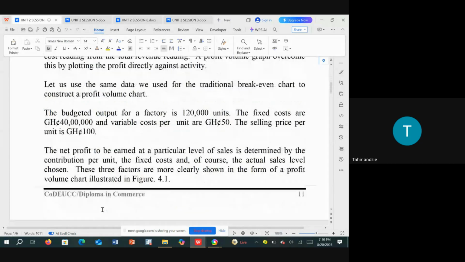All right, so let us use the same data that we use for the traditional break-even charts to construct the profit volume charts. And here there's a bit of confusion. So listen carefully so that you can ask appropriate questions for you to understand.